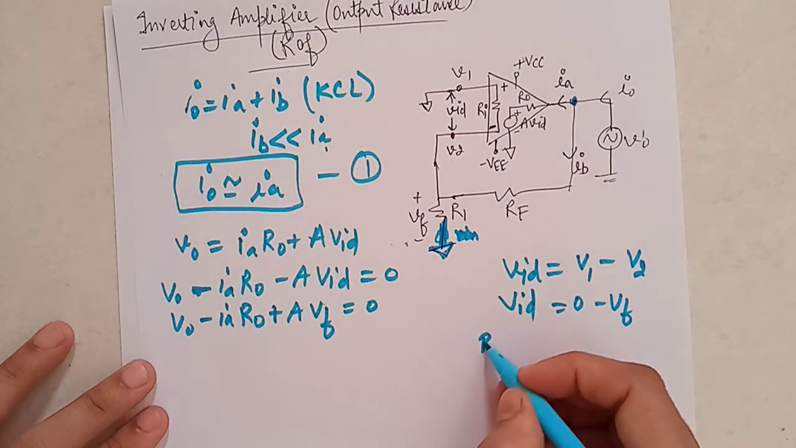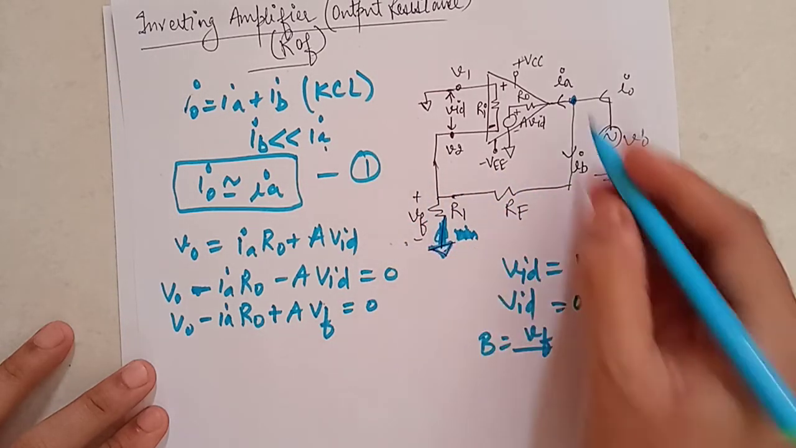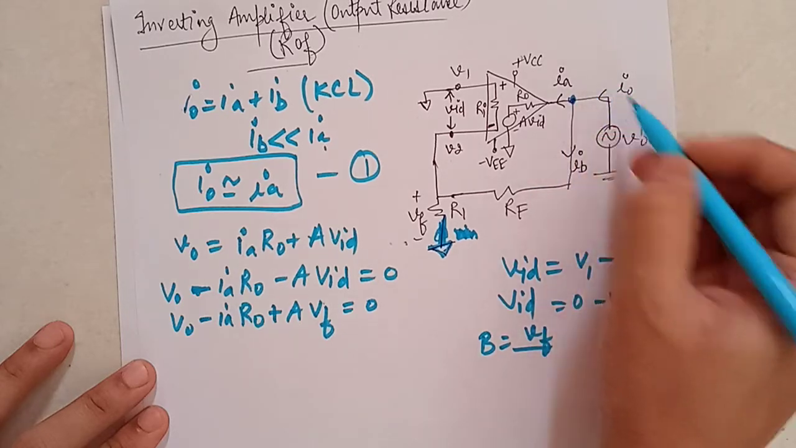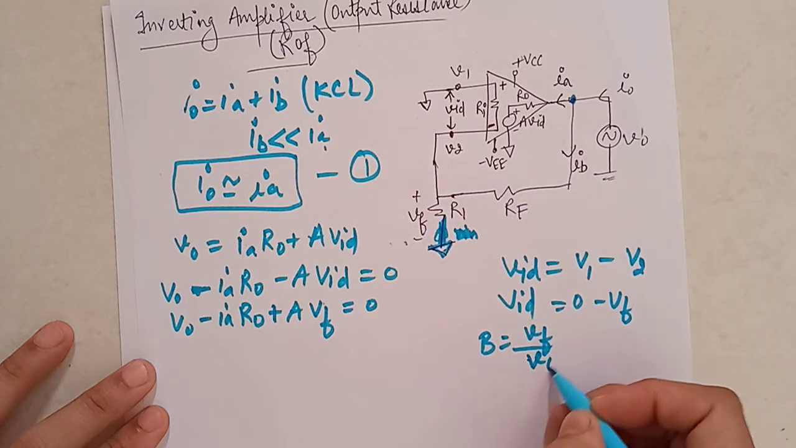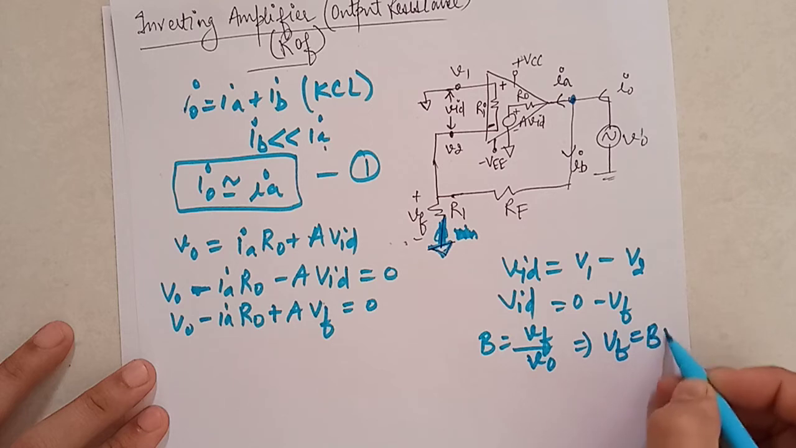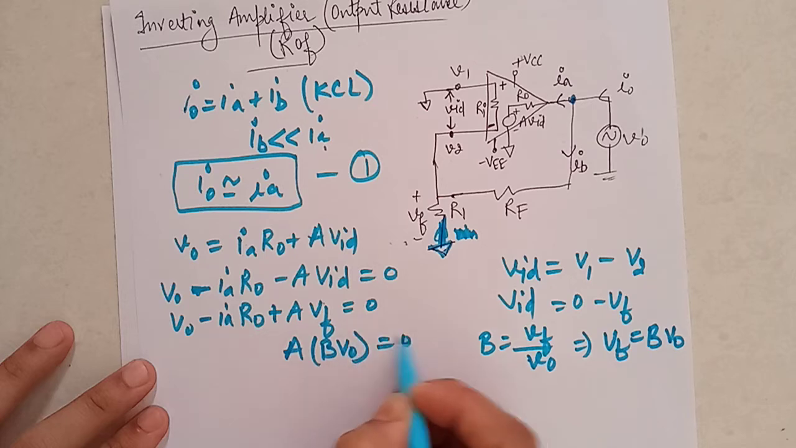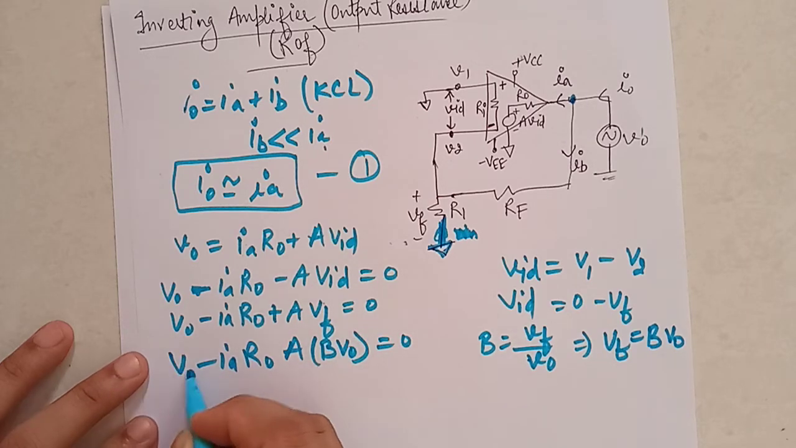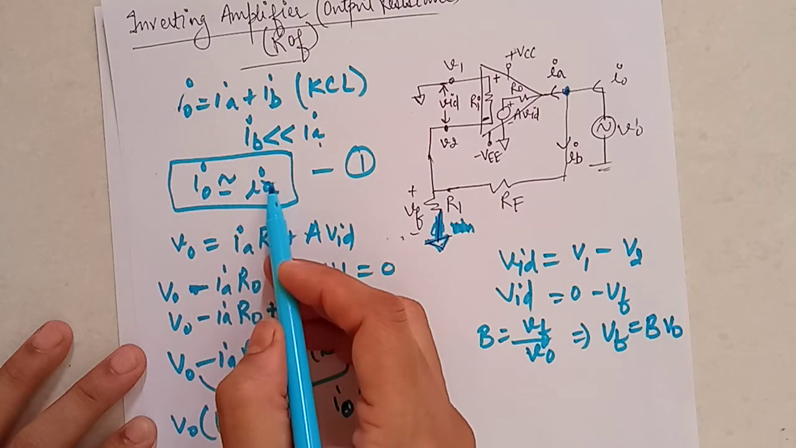Now I can write B as, here this is your feedback network where for this feedback network, the output is VF but the input here is V0. So B is VF by V0. So from here VF is nothing but B times V0. So let's put this value of VF here, B times V0, rest all terms as it is. Now from these two terms I can take V0 common, so I get 1 plus AB, and this IA R0 I will send to this side. Now in place of IA I can write I0 because IA is approximately equal to I0.